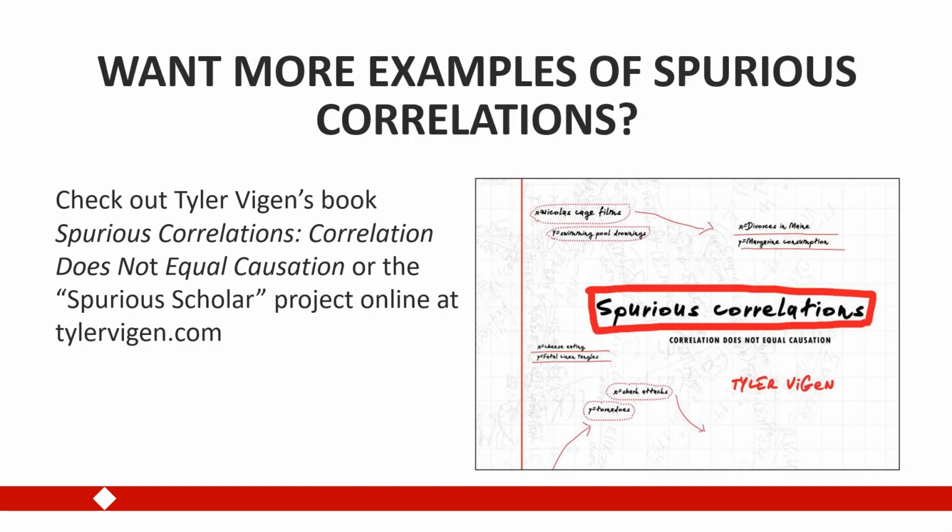If you're interested in more examples of spurious correlations, I encourage you to check out Tyler Vigen's Spurious Scholar Project online at tylervigen.com. He also has a book that illustrates many of these really interesting spurious correlations. So if you want to see more examples of how statistics might lead you astray and how to practice not being caught up in these inaccurate interpretations, I encourage you to check these out for more examples of spurious correlations that definitely do not reflect true causal relationships among our variables.